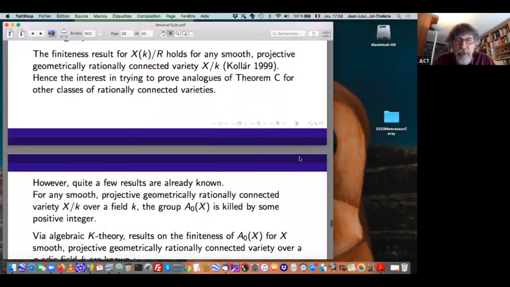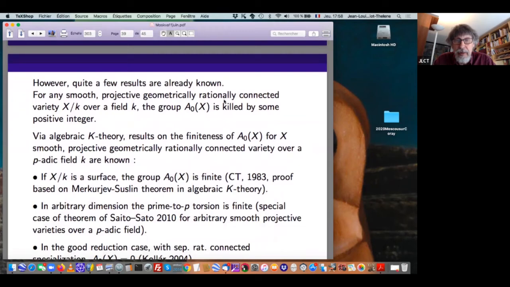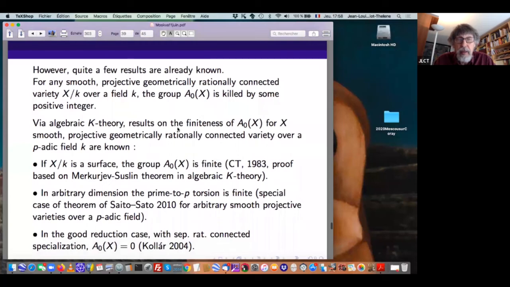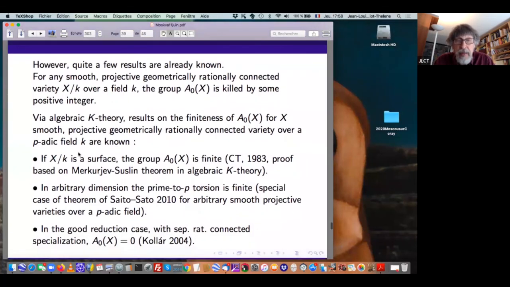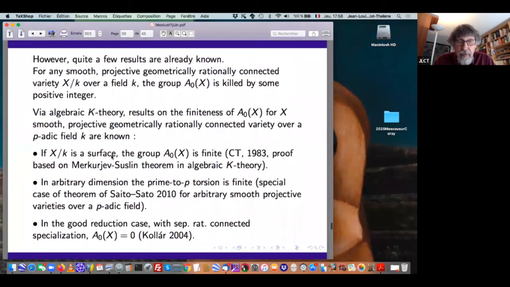So let me show you. If you take any smooth projective rationally connected variety over a field, the group A0(X), the Chow group of degree 0 cycles modulo rational equivalence, is killed by some positive integer. That's a general fact. And using algebraic K-theory, the finiteness of A0(X) for rationally connected varieties over a p-adic field has been known for a while in some cases. So in the case of geometrically rational surfaces, the group is finite. I proved this many years ago.